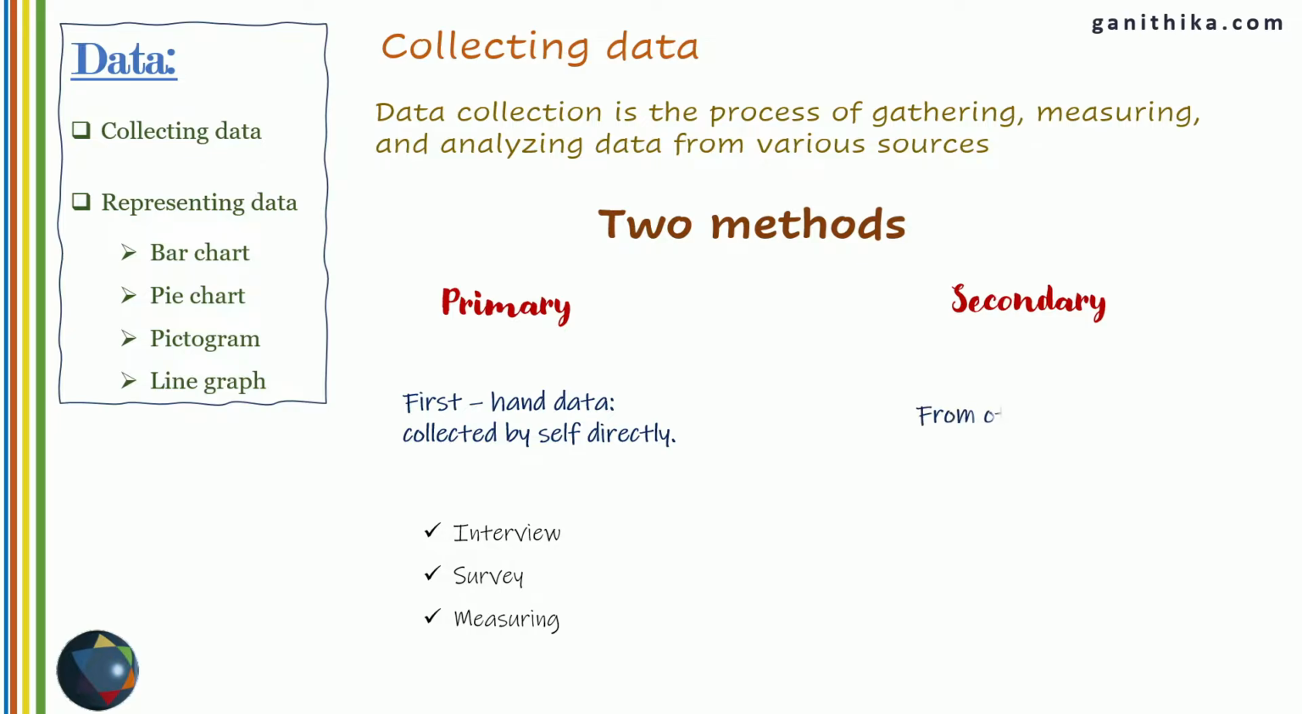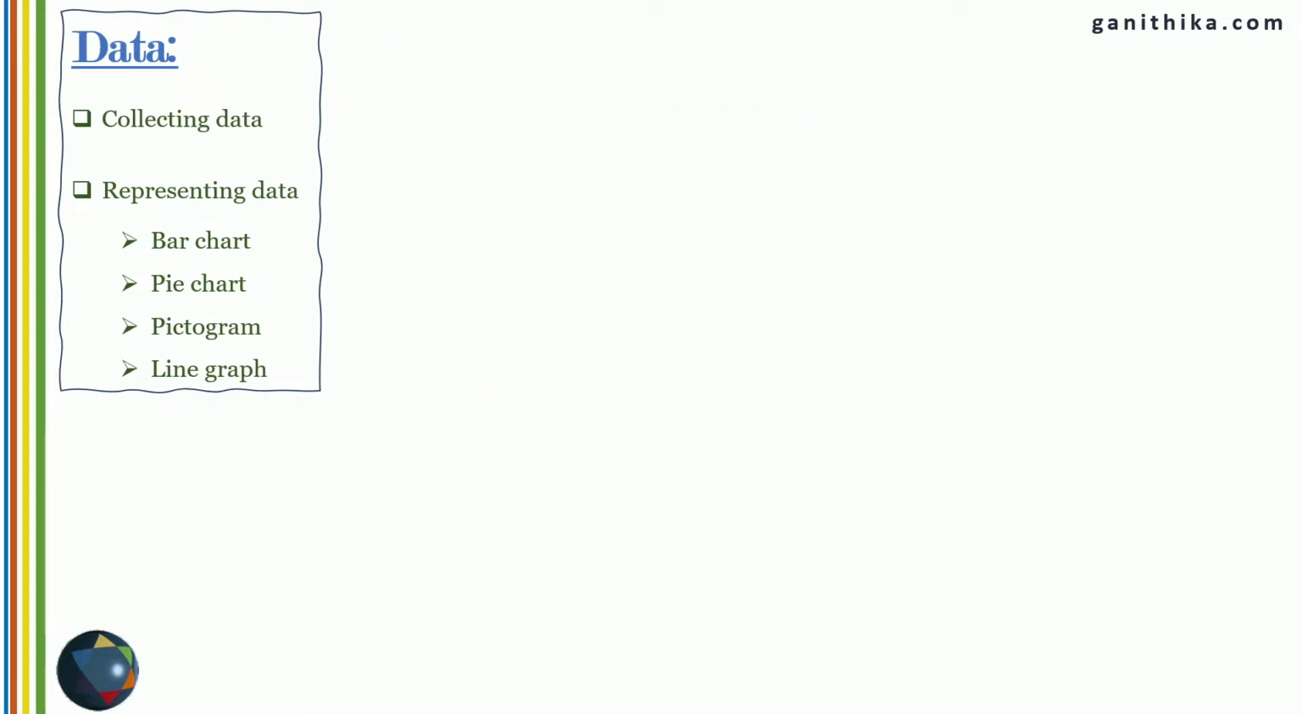And for secondary data collection, these are the data that are obtained from other resources such as websites, government publications, journals, etc. So when you get data from other resources, they are called secondary data. When you collect the data by yourself, it is called primary data. So you should know the difference between primary and secondary methods of data collection. Next, we will proceed to representing data in these four forms: bar chart, pie chart, pictogram and line graph.